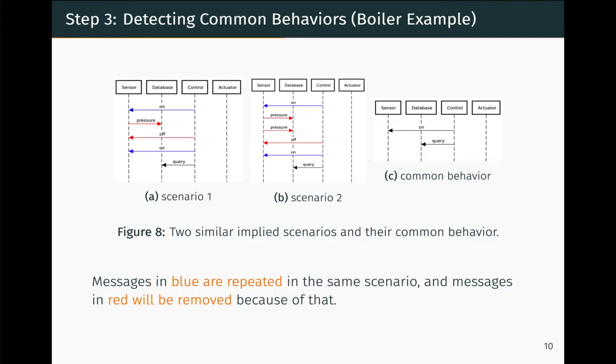So here on figure 8a and 8b, we have two examples of implied scenarios. The first one is the one we saw earlier. The second one is similar. It only has a second pressure message. By removing the loops on repeated messages, so when we see two on messages, we remove everything that happened between them, we find this common behavior on query, which is the same for both scenarios and explains what's going wrong with both scenarios. Right after turning on, the system is querying without checking the current pressure.